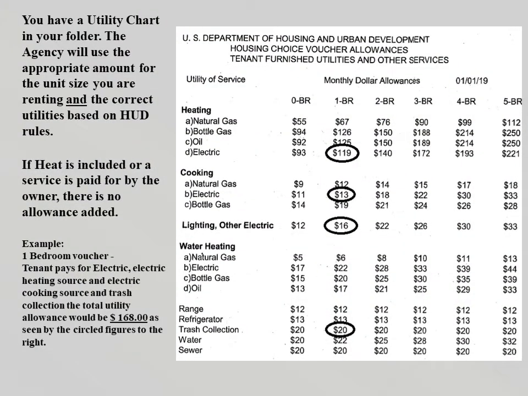We have enclosed a sample utility chart in each briefing packet. The agency will use the appropriate amount for the unit size you are renting and the correct utilities based on HUD rules. Keep in mind, if heat is included in the rent price or if a service is paid for by the landlord, there is no allowance to the tenant. In the example to the right, this is a 1-bedroom voucher. The tenant is responsible to pay for electric, electric heating source, electric cooking source, and trash collection. The total utility allowance for this tenant would be $168, as seen by the items circled in black.